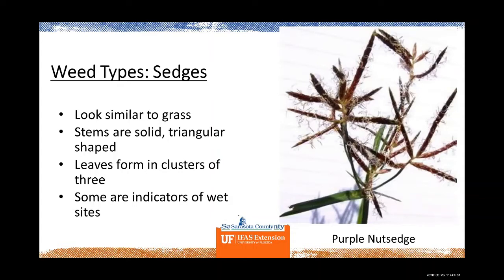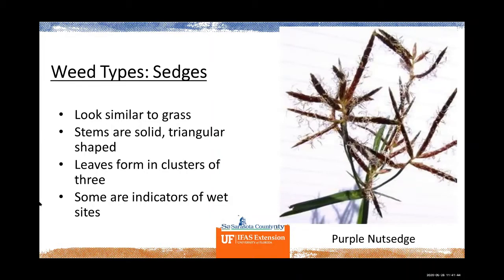The stems on a sedge are usually triangular in cross-section, and I'll show you what it looks like in a slide. So instead of being round like a grass, a stem is triangular in cross-section. Usually you'll have leaves in clusters of three, and sedges tend to be opportunistic where there are low-lying or wet areas, but it doesn't mean that they will not grow in drier areas.